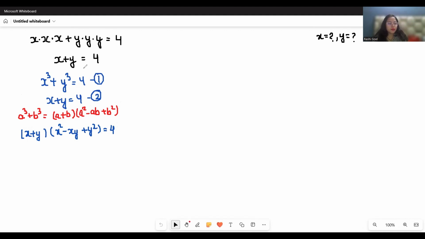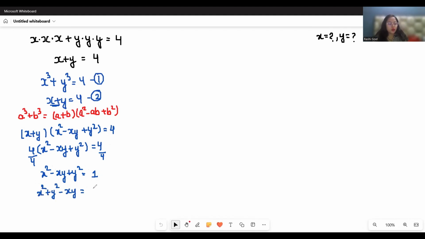Now from equation number 2 we have the value x plus y equal 4. So write 4 here. So x square minus xy plus y square equal 4. Now if I divide both sides by 4, this becomes x square minus xy plus y square equal 1. Now we can write this as x square plus y square minus xy equal 1.